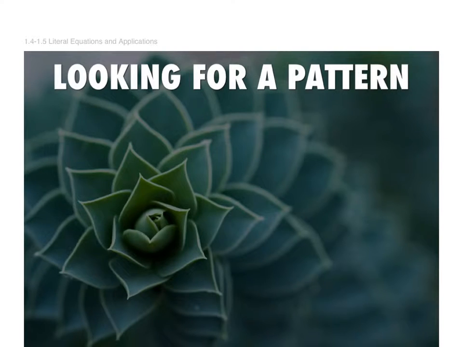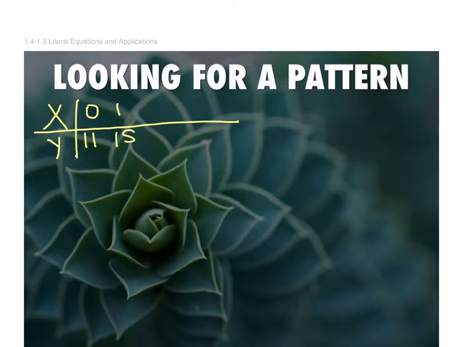Alright, so the next part here we're going to do is looking for a pattern. So given a table of values, can we find a pattern and then write an equation? So the given table of values in this problem look like this. So we're going to have 0, 11, 1, 15, 2, 19, and 3, 23.